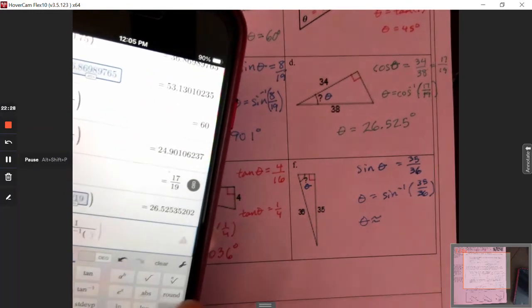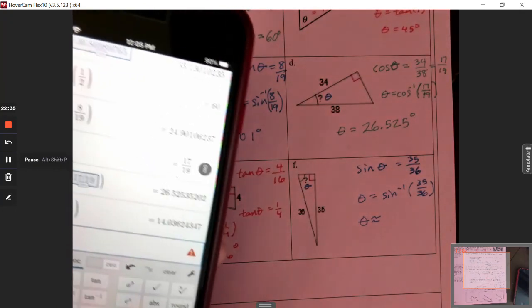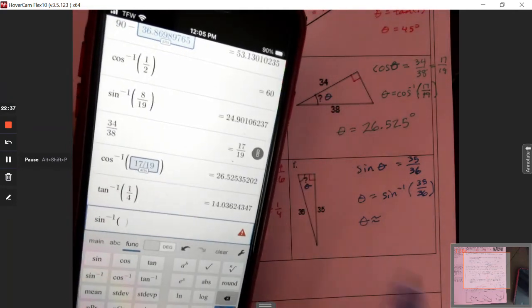I hope this was helpful and helps you feel a little bit more confident when doing inverse operations to find the angles, which will require inverse operations, and we'll talk again soon.